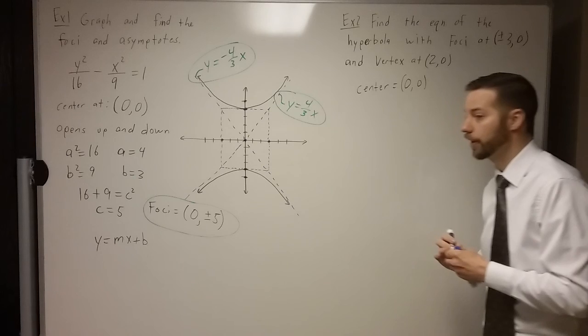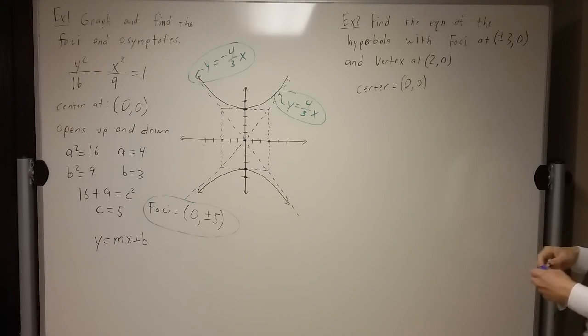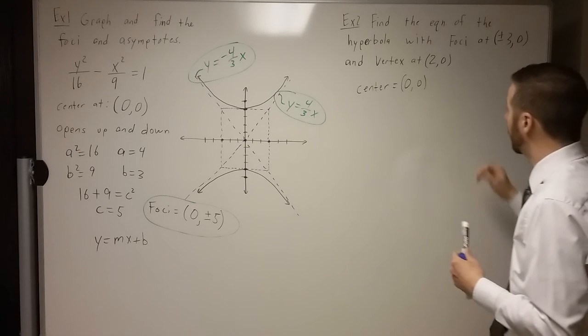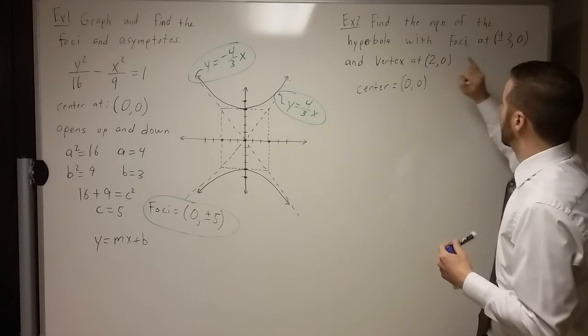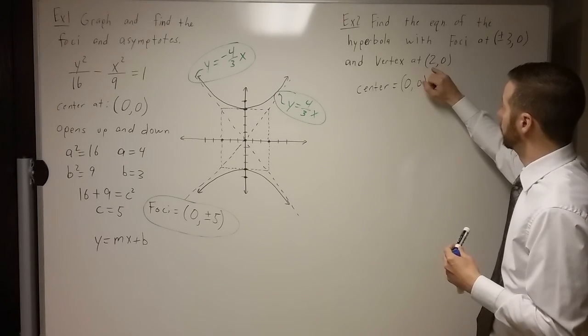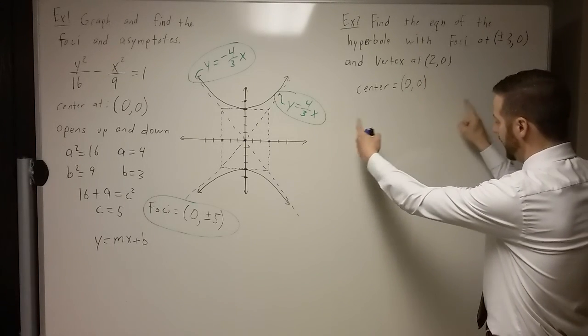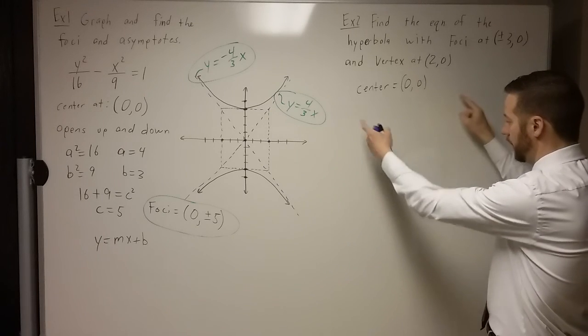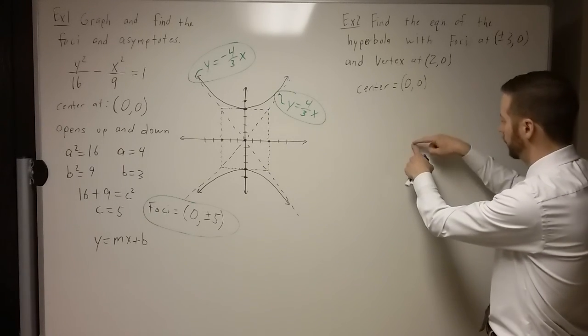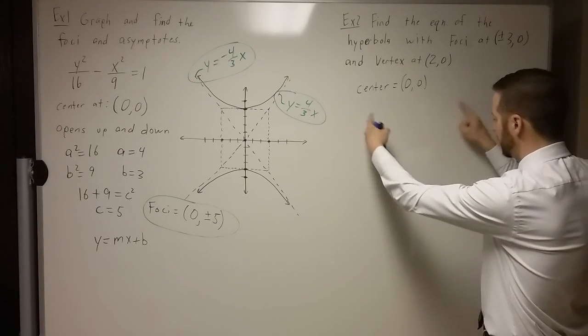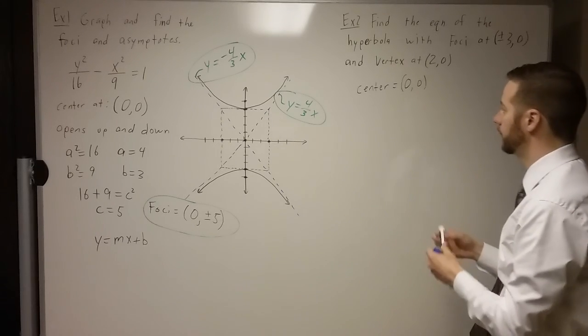Now that's important for our h and k that we're going to plug into our equation. All right, another thing that we need to do here. We know that the vertex is at 2, 0. And if that's the case, that means this has to open left and right, because if 0, 0 is our center, we're going 2 this way to get to the vertices. This thing is opening left and right.